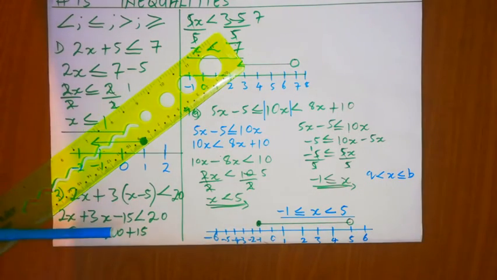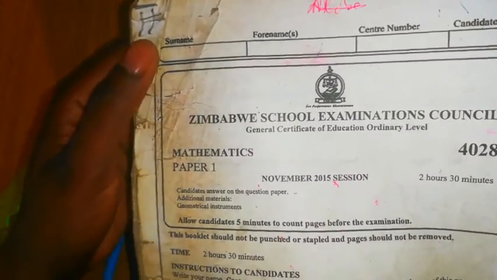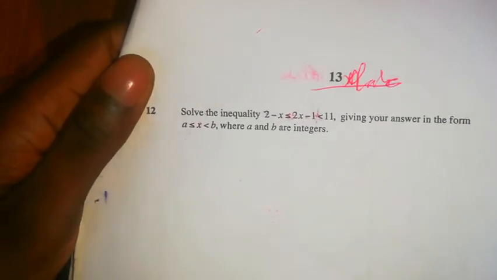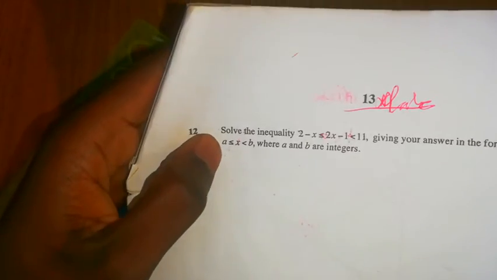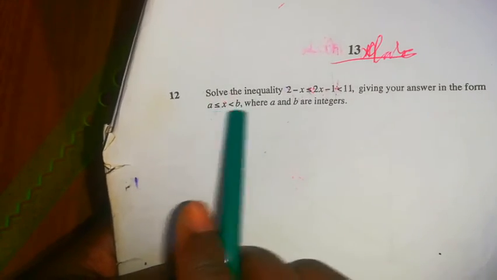So let's go to the other example that I have here from another question paper. We're going to obtain our other exam from November 2015, paper 1. The question is number 12. There is the question. The question says solve the inequality. There is the inequality. Giving your answer in the form a is less than or equal to x, and x is less than or equal to b, where a and b are integers. As I said, it's not even necessary for you to master this, guys.